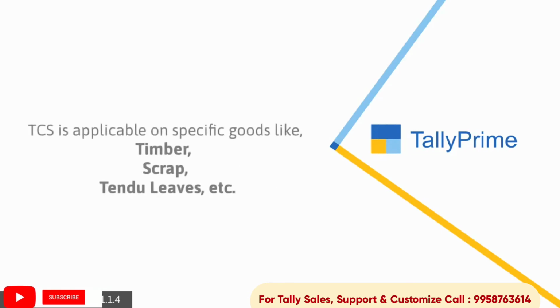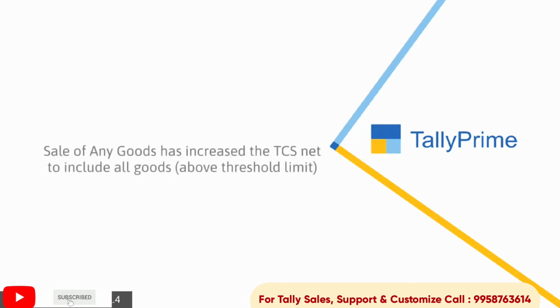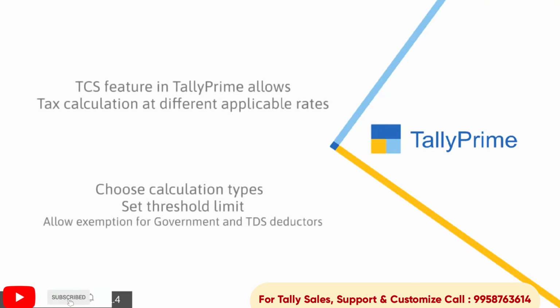the Finance Budget 2021. Tax collected at source or TCS is what a seller collects from his buyer for selling specific nature of goods, for example, timber, scrap, tendu leaves, and few others. However, with introduction of sale of any goods in Budget 2021, the TCS provisions is amended to widen and deepen its tax base. The TCS feature in Tally Prime allows you to efficiently meet the compliance requirements of TCS.